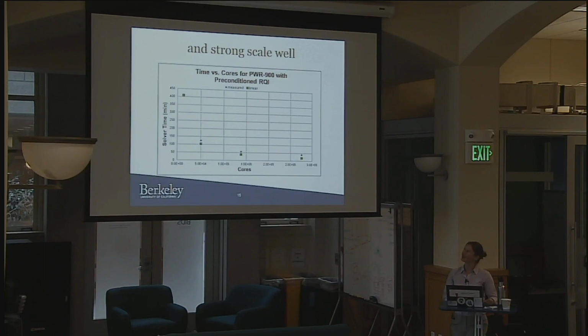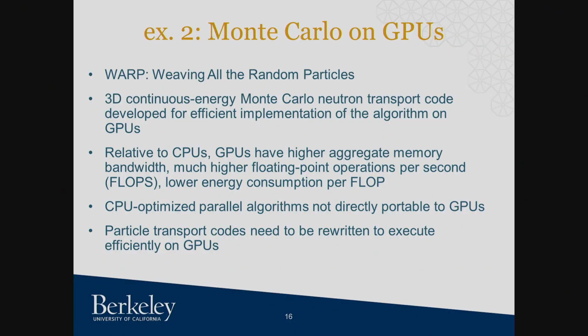Oh, I forgot I had this slide. It scales well too. So this is linear scaling compared to measured scaling out to a little over 250,000 cores. So it scales well. Strong scales well. Weak scales less well.